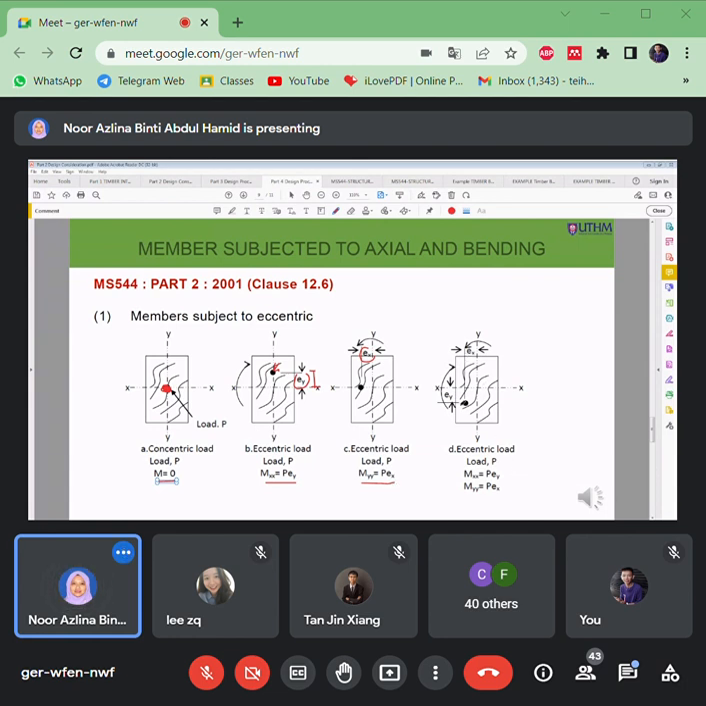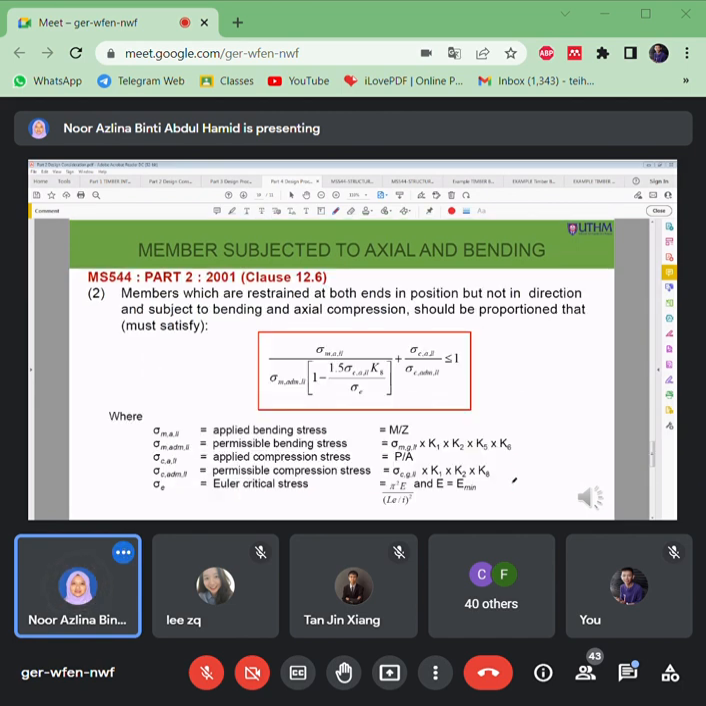If the load is in between the x-axis and y-axis, there will be two moments, P times EY and P times EX. Then there is another check, for members which are restrained at both ends in position but not in direction.